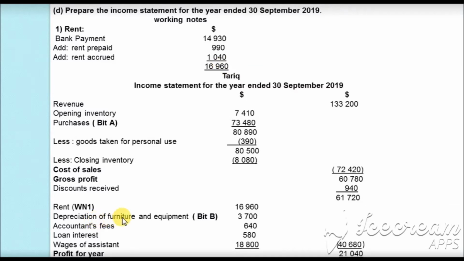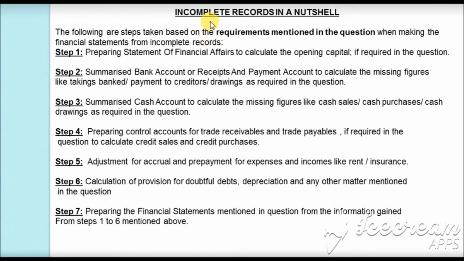Then the depreciation of furniture and equipment, which was calculated in bit B of the question as $3,700. Accountant's fees, which was given as $640. The loan interest, which was given as $580. The wages of assistant, which was given as $18,800. So when we add all these overhead expenses, we'll get the total as $40,680, which will be subtracted from $61,720, and we will get the profit for the year as $21,040.